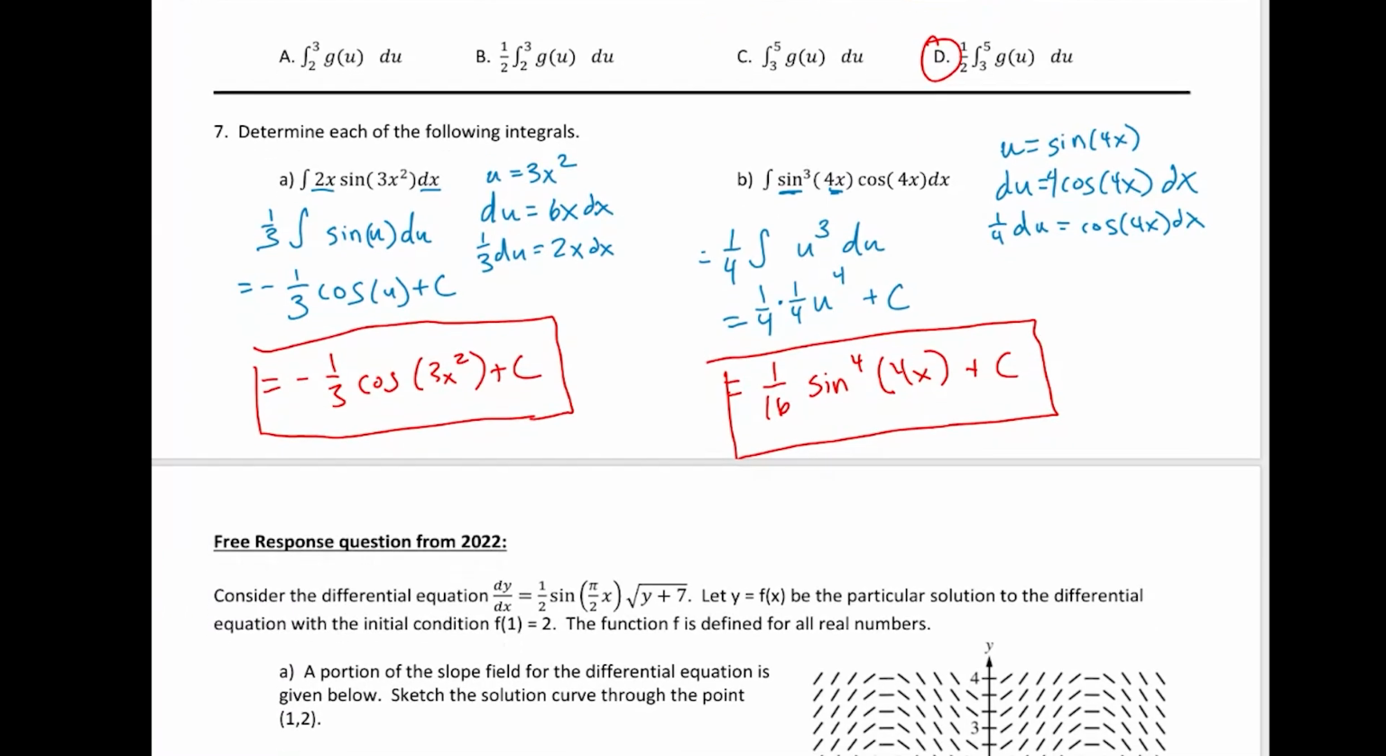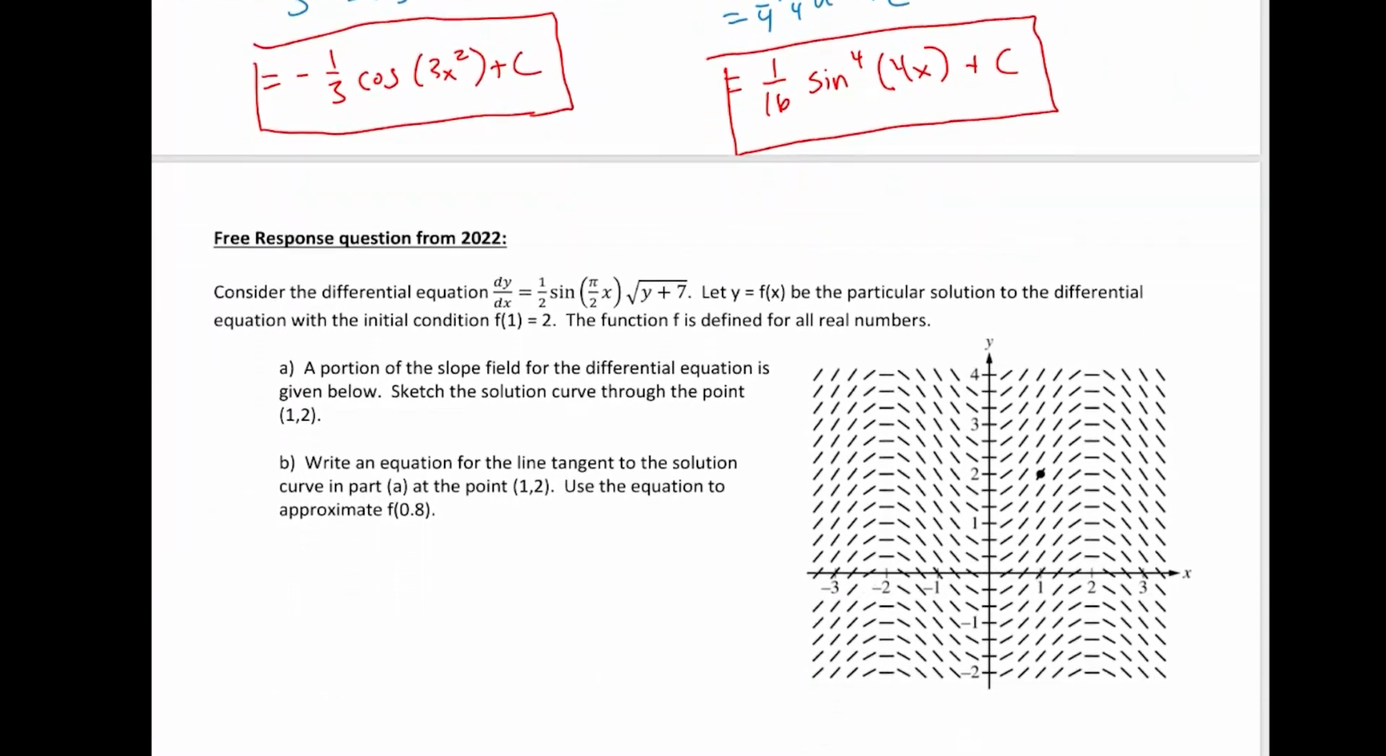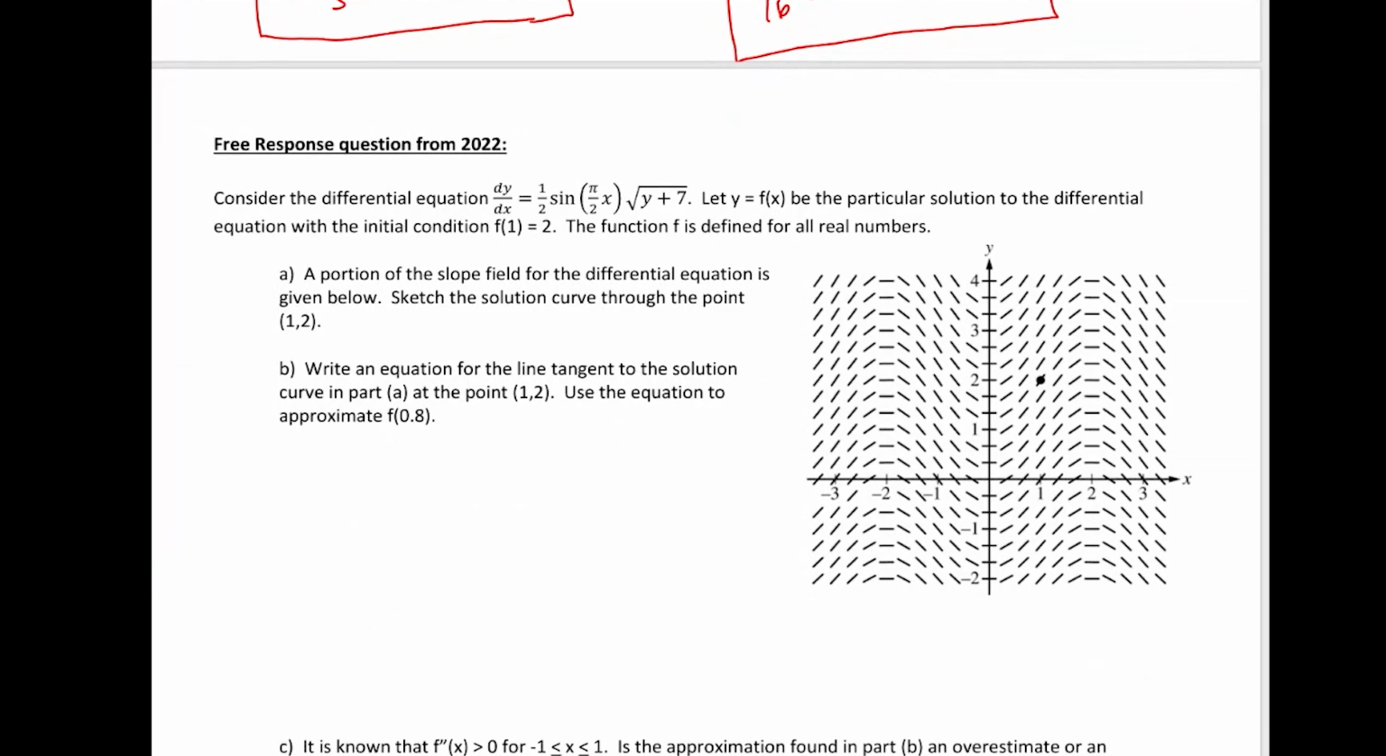Okay, well, we've got one last page here, and this problem came from an old AP test from 2022. So as of the recording of this video, that was 3 years ago. It says, consider the differential equation dy/dx equals 1/2 sine of pi over 2 x times the square root of y plus 7. Let y equals f of x be the particular solution to the differential equation with initial condition f of 1 is 2. So there's your point, and here's your slope.